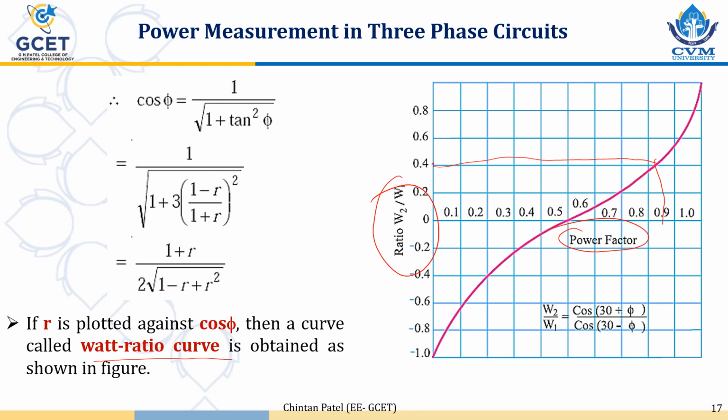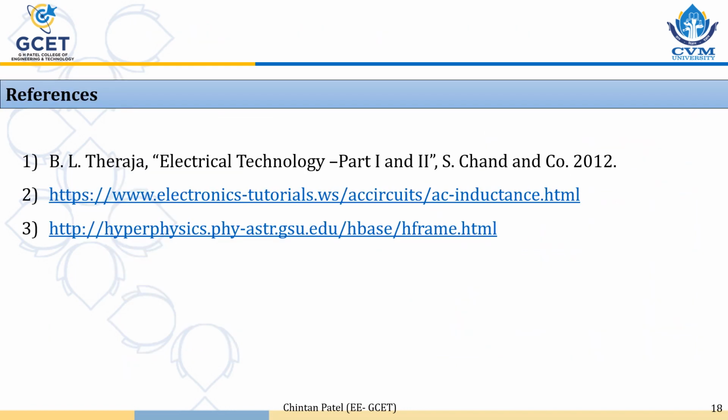So this is power measurement and power factor measurement in a three-phase circuit. For this chapter, AC circuit, you may refer to the book by B.L. Theraja, Electrical Technology Part 1 and 2, and other material. So this is the end of chapter number 2, AC circuit.